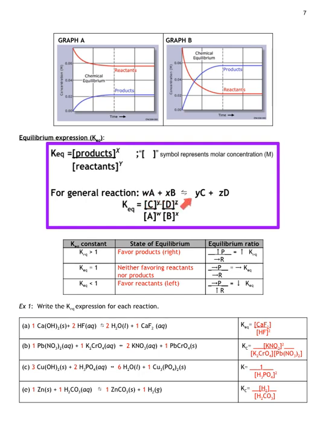So if you have a generic reaction like this, to write the expression for that reaction is to put the products on top in the numerator, raised to their stoichiometric coefficients. Notice how Y is the stoichiometric coefficient for product C, and Z is the stoichiometric coefficient for D. So you're raising each of the products and reactants to their stoichiometric coefficient.